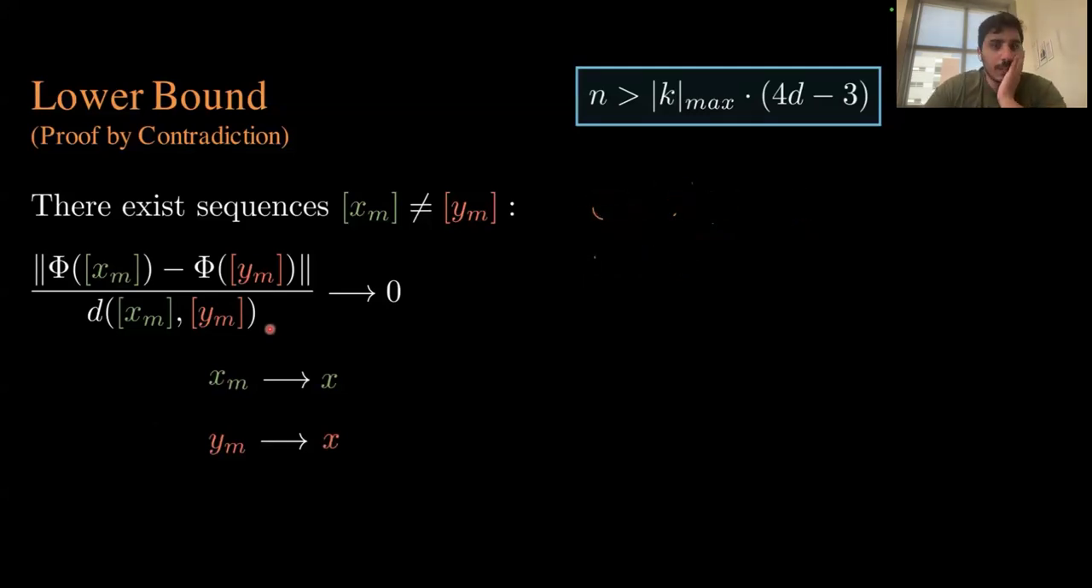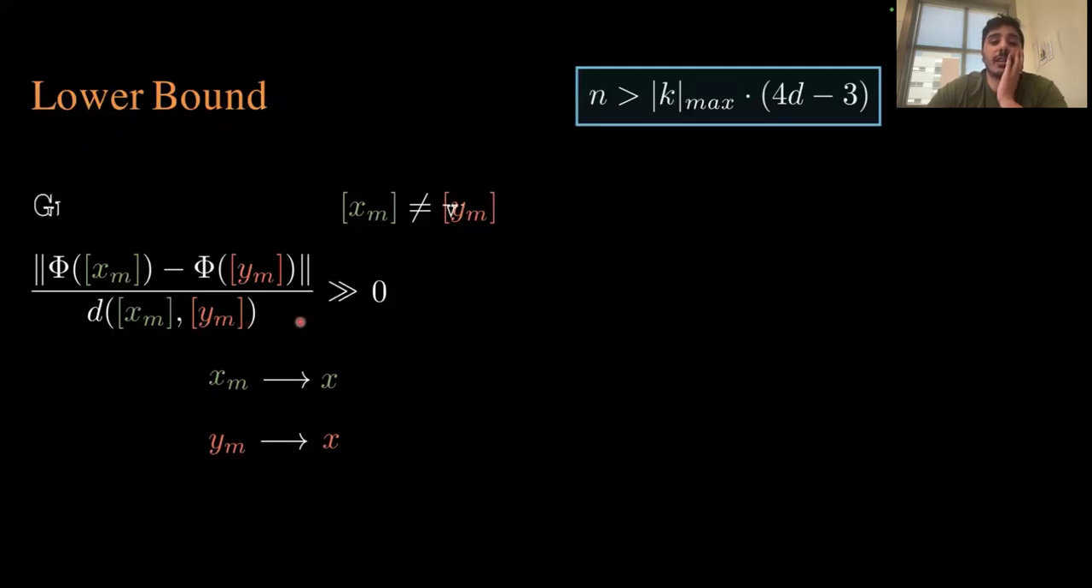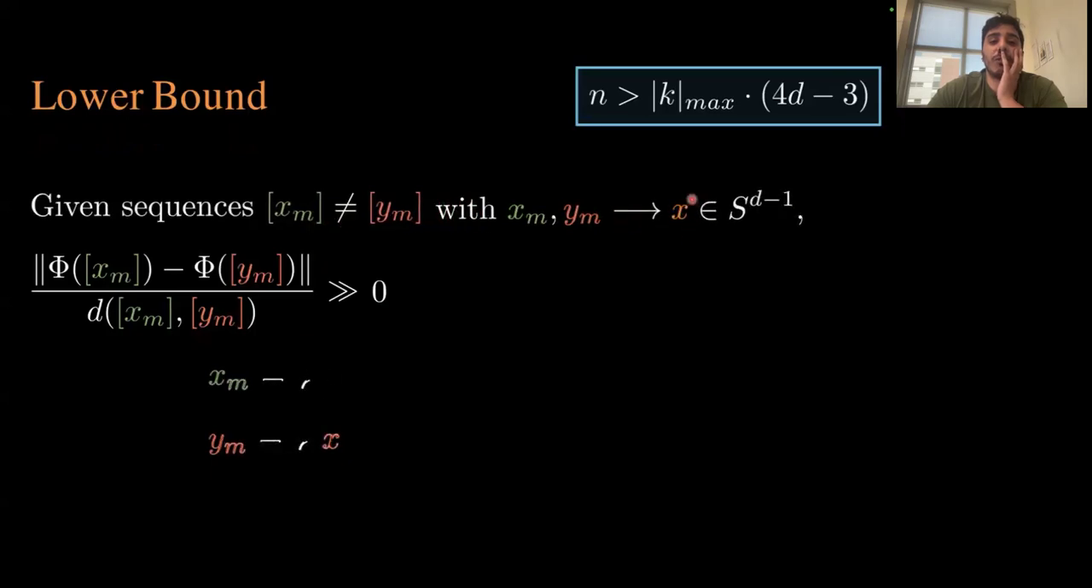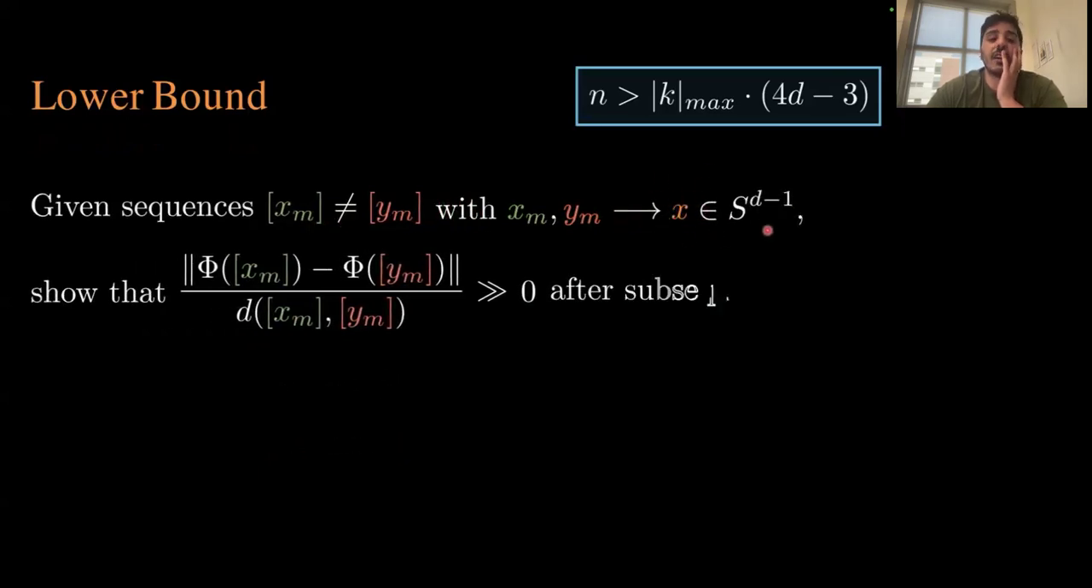Okay. How do we break this? I'm going to show that this fraction is bounded away from 0. That's my goal. I'm going to break convergence to 0. So given sequences xm and ym that converge to a shared point x in the sphere, I want to show that this fraction is bounded away from 0 after I take subsequences. This way I break the convergence to 0. You're not going to get weaker and weaker. You're bounded away from 0 after I take subsequences, and that will be a contradiction. So that's my goal. Any questions about the goal?